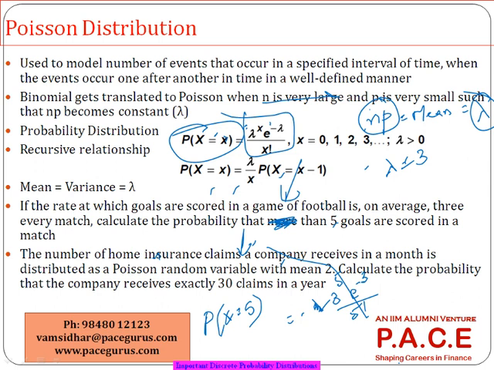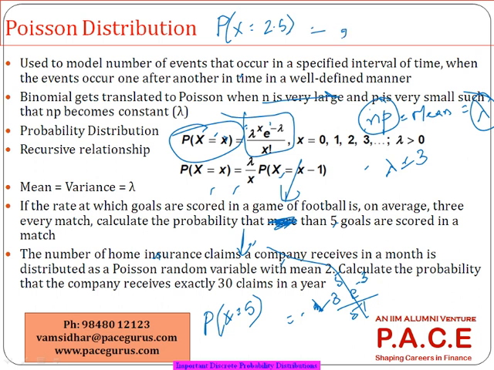The number of home insurance claims a company receives in a month is taken as a Poisson distribution with a mean of 2. In a month, it is taken as 2. What is the probability that the company receives exactly 30 claims in a year? Either I can make it as 24 in a year, or I can take it as 2.5 in a month. One of them I can translate it to. So, simple thing, instead of doing big calculations, I'll take the other way itself, 2.5 claims in a month. So, I'll make it as probability of x equal to 2.5.